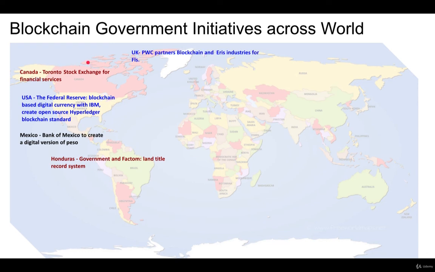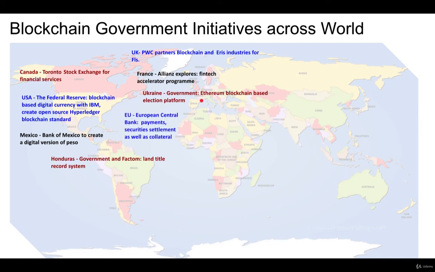Then in UK, PwC partners are working on blockchain and Eris Industries for financial institutions. In France, Alliance is exploring a FinTech Accelerator Program. We'll be talking about FinTech use cases in the next section. In Ukraine, the government is working on an Ethereum blockchain based election platform. In the European Union, the European Central Bank is working on payments, security settlement and collateral on blockchain. In Russia, the central bank is working on finance use cases.